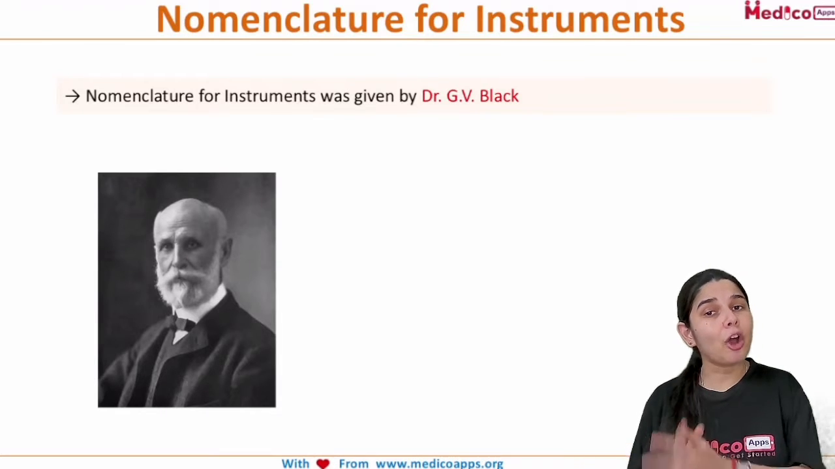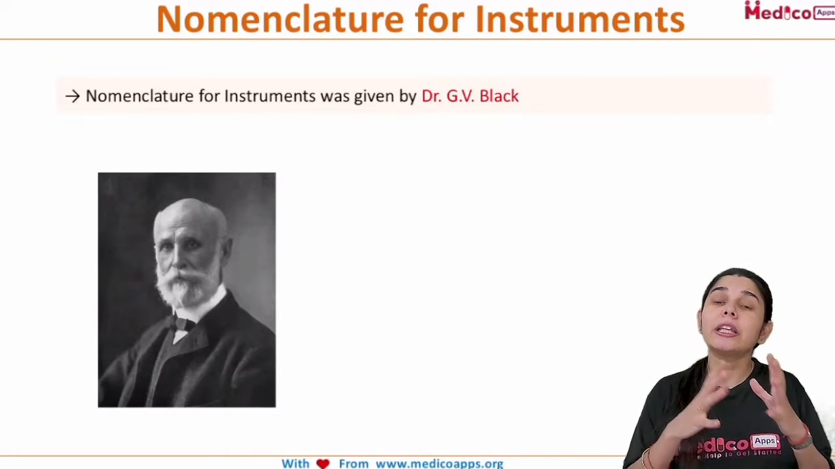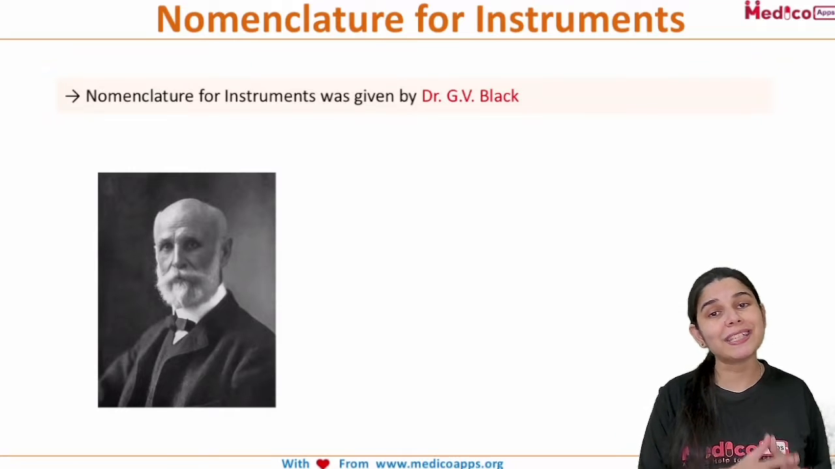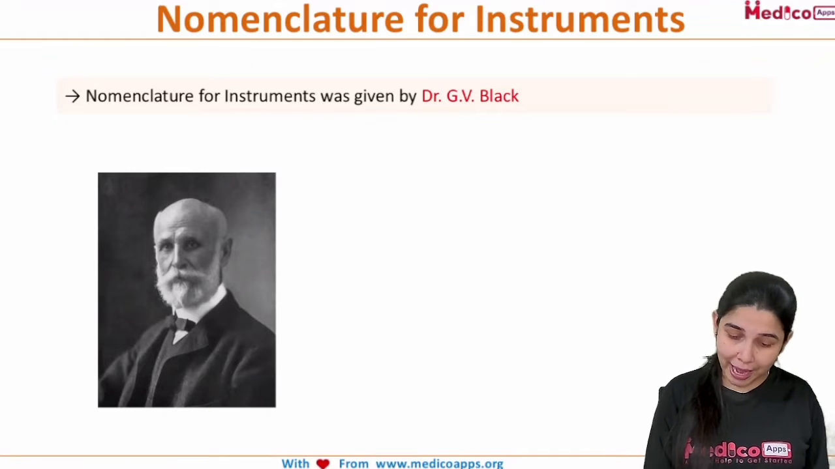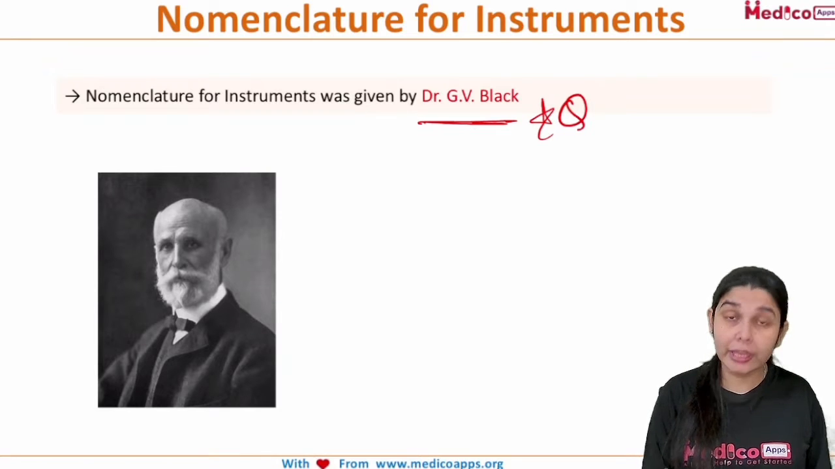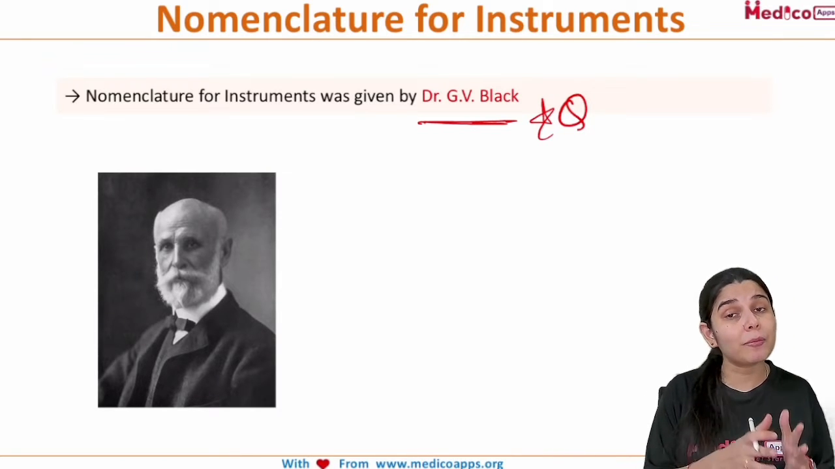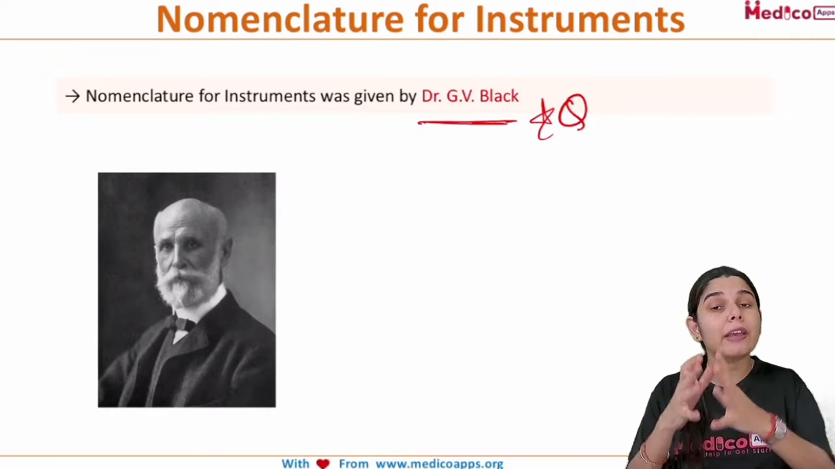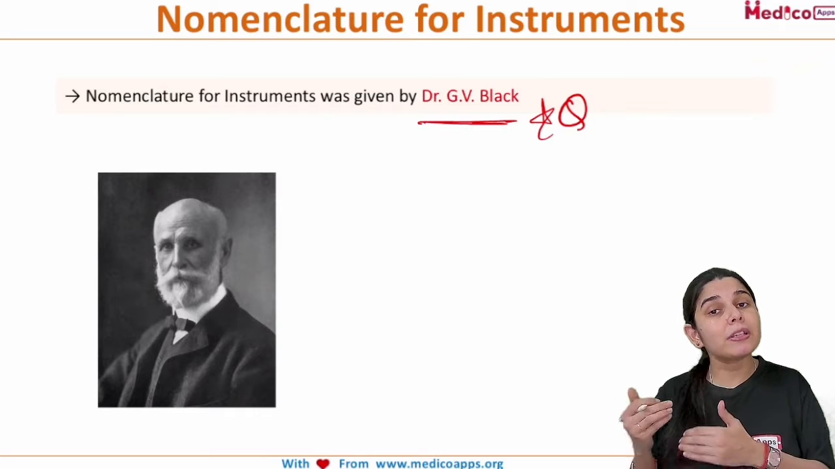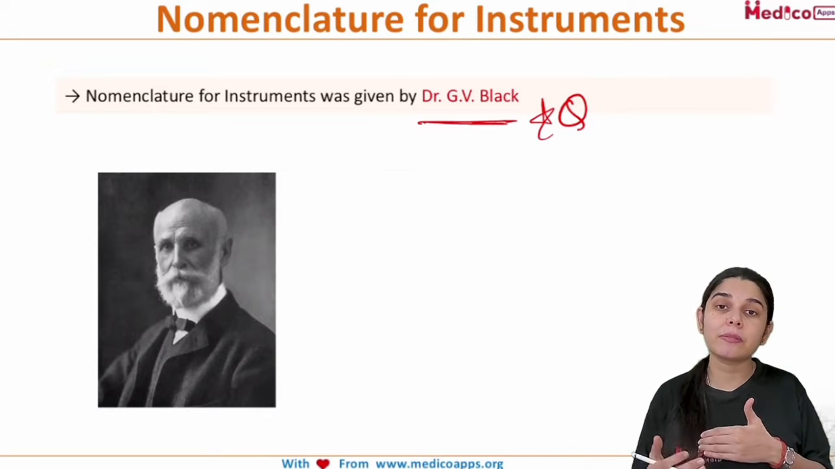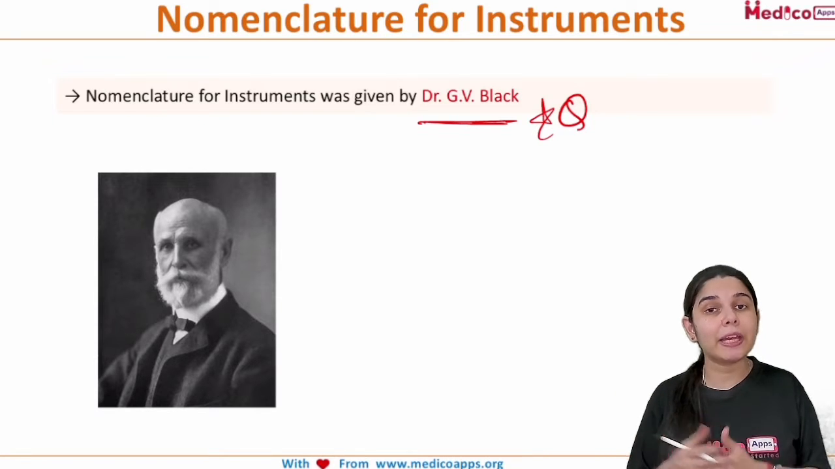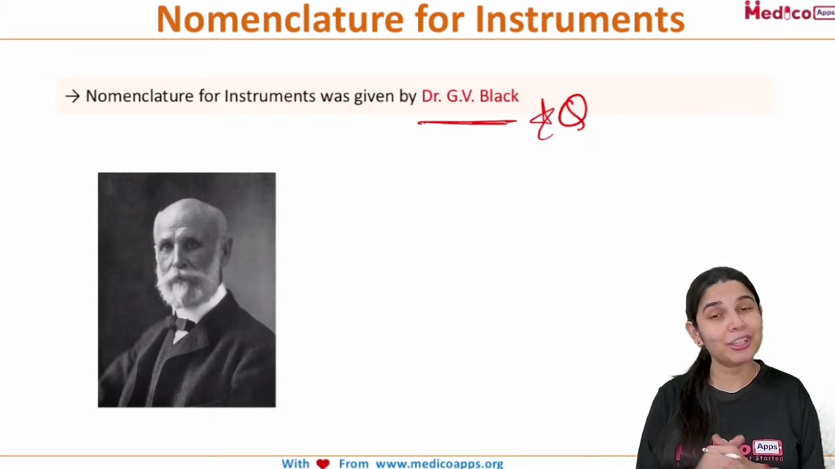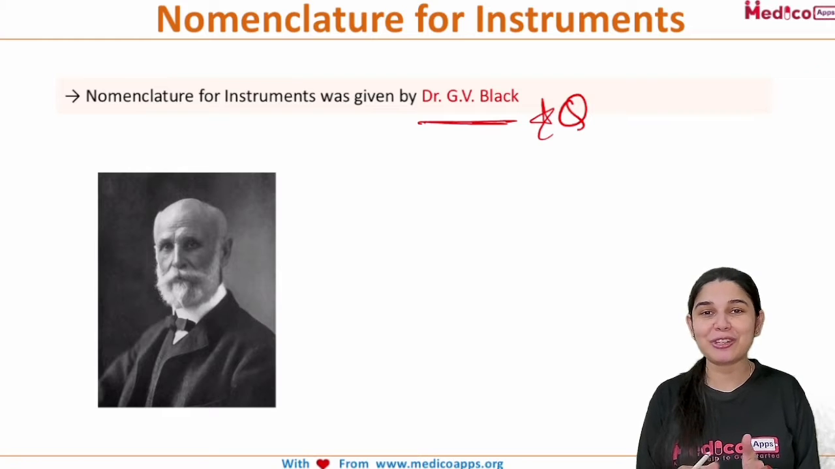So here the nomenclature means how the instruments are named. Now this nomenclature was basically given by Dr. G.V. Black. Okay, he was the one who gave the instruments their name. Actually, he basically helped in naming each instrument by a certain category, by a certain system. So let's see what Dr. G.V. Black did and how he helped us in naming these instruments.